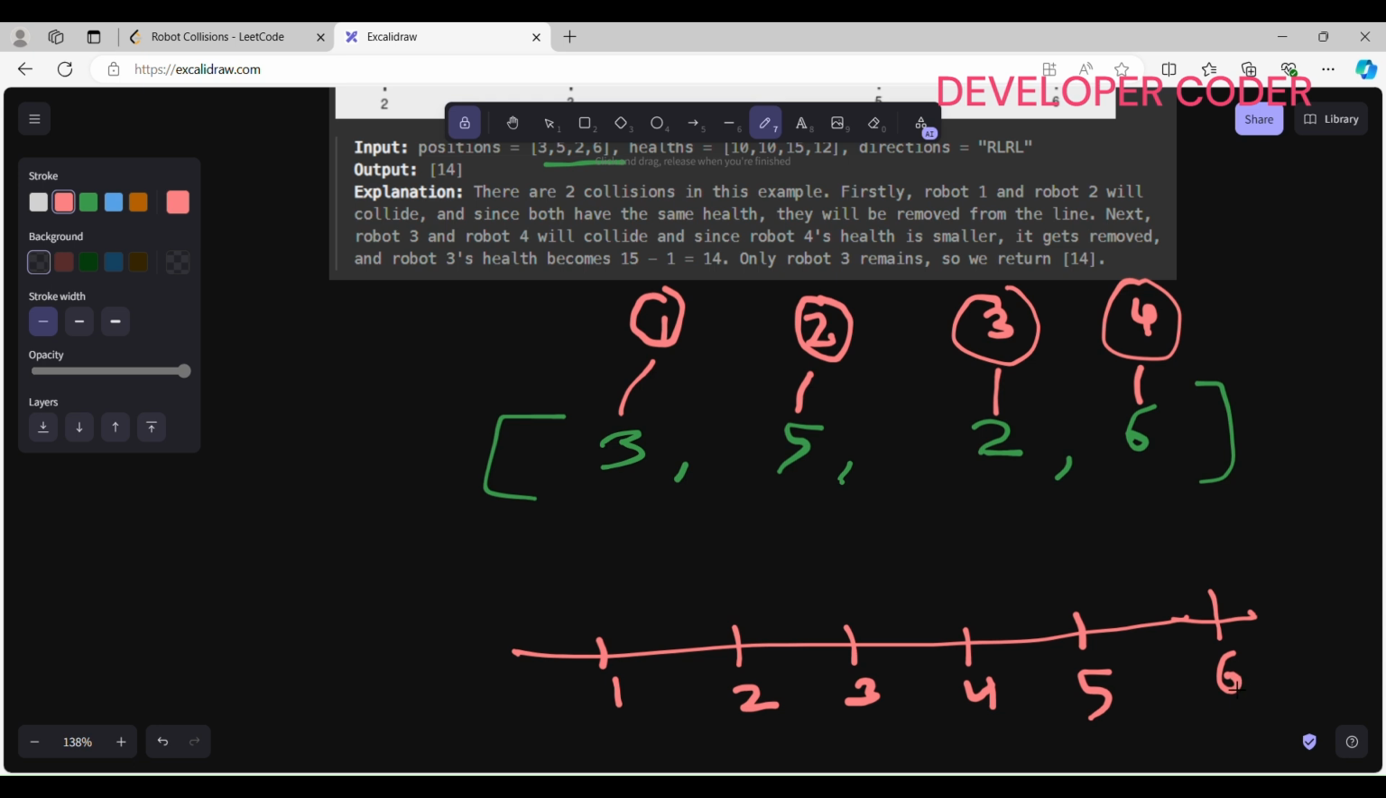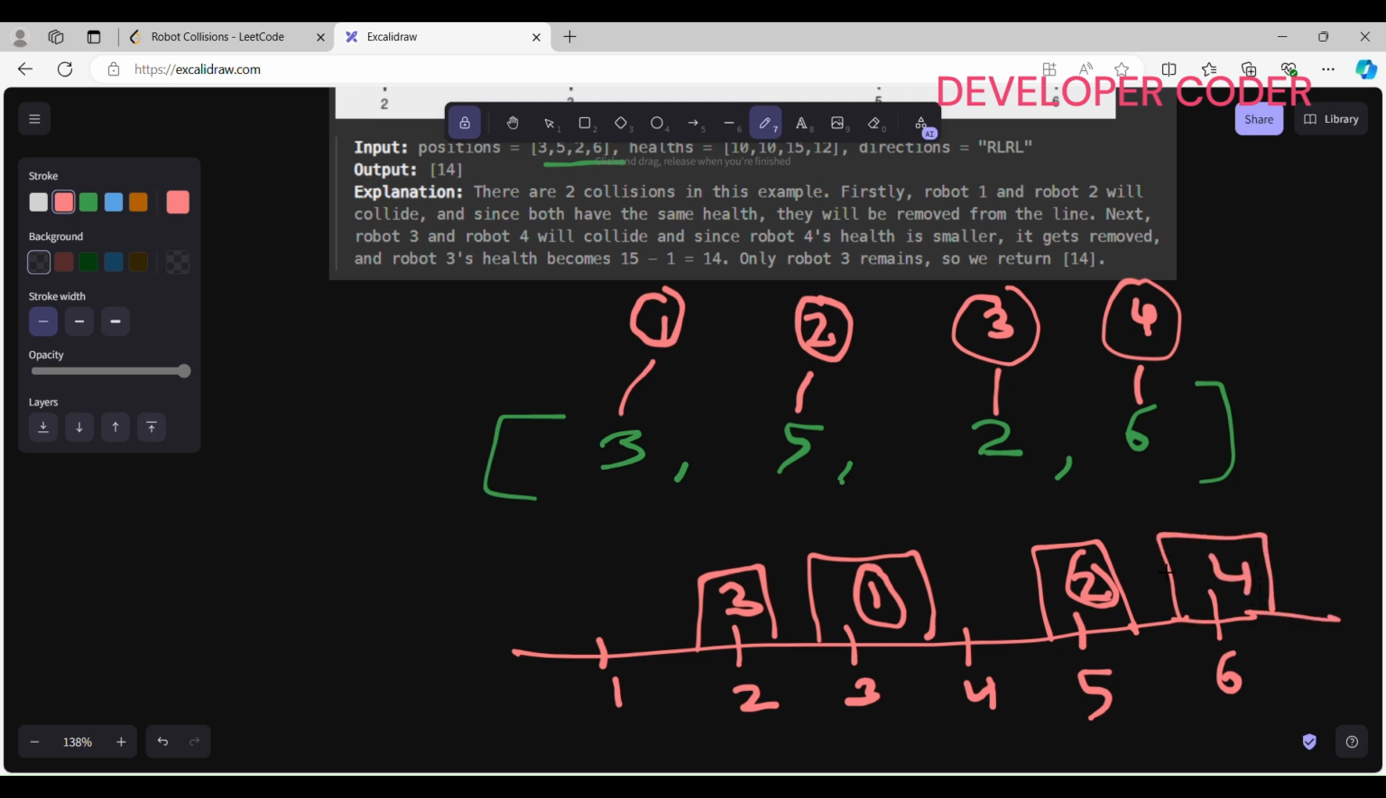See, robot 1 is placed at position 3, so here I'm going to place my robot 1. Robot 2 is placed at position 5, so here I place robot 2. Robot 3 is placed at position 2, so here I place robot 3. And robot 4 is placed at position 6, so here I place robot 4.